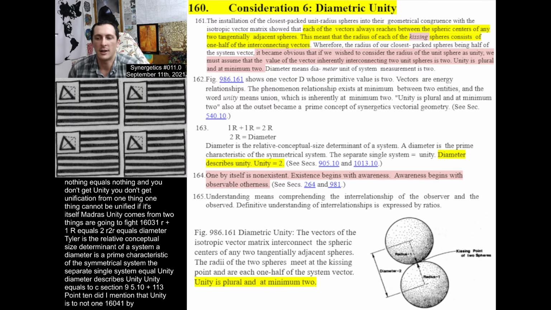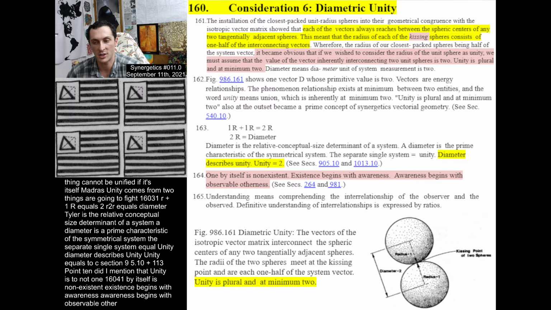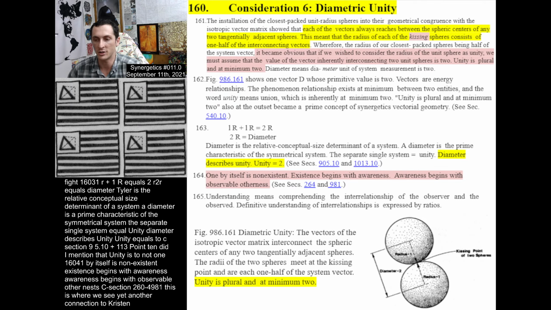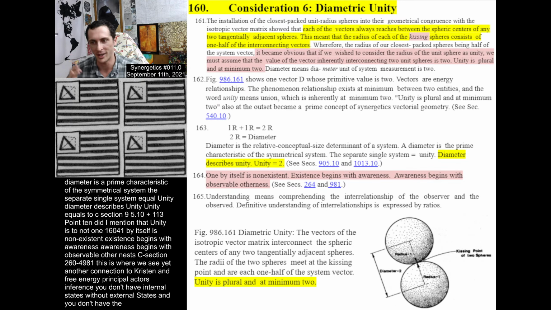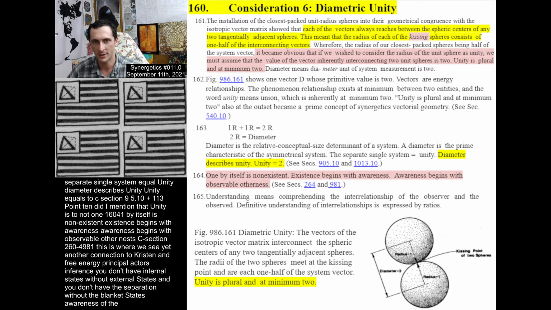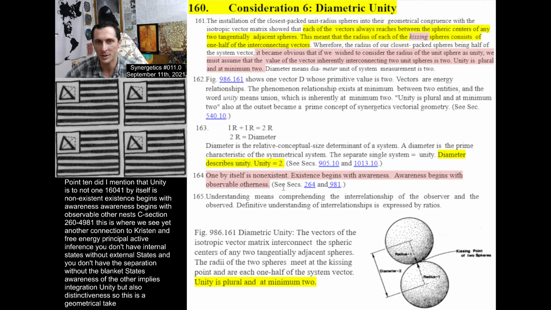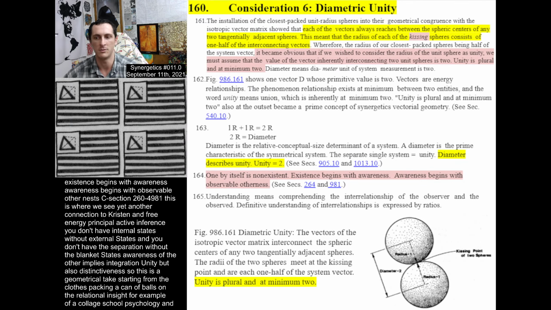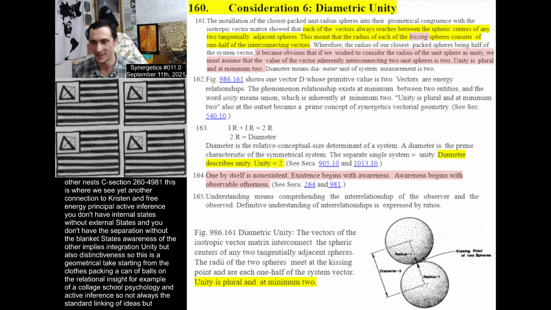164. 1 by itself is non-existent. Existence begins with awareness. Awareness begins with observable otherness. See sections 264 and 981. This is where we see yet another connection to Friston and the free energy principle, active inference. You don't have internal states without external states, and you don't have the separation without the blanket states. Awareness of the other implies integration, unity, but also distinctiveness. So this is a geometrical take, starting from the close packing of cannonballs, on the relational insight of, for example, ecological psychology and active inference. So not always the standard linking of ideas, but that's how we do it in Synergetics.